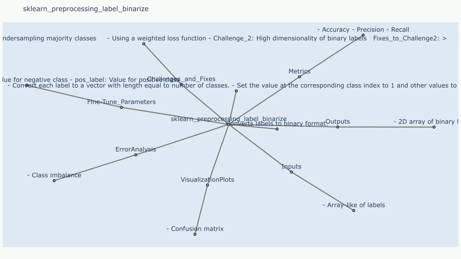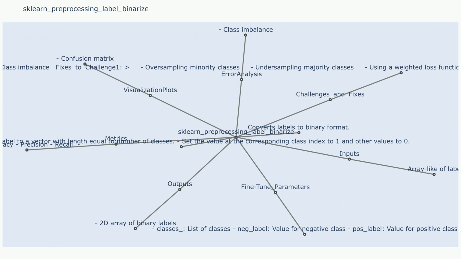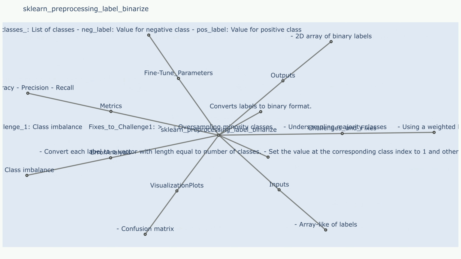sklearn, preprocessing, label binarize. Description. The label binarize function in scikit-learn is used to transform categorical labels into a binary matrix representation. This is particularly useful for multi-class classification problems where you want to represent each class as a separate binary column.